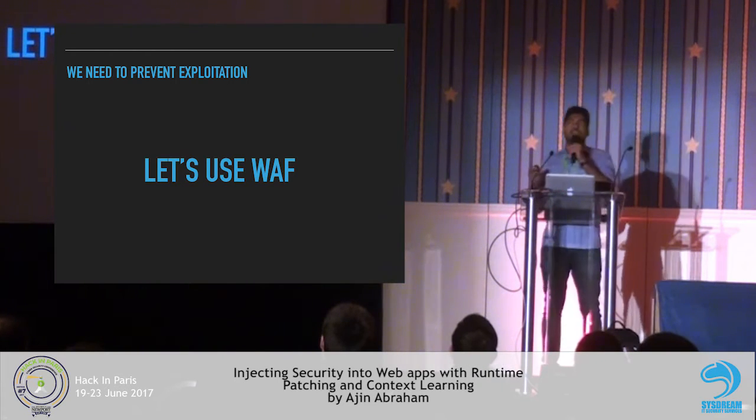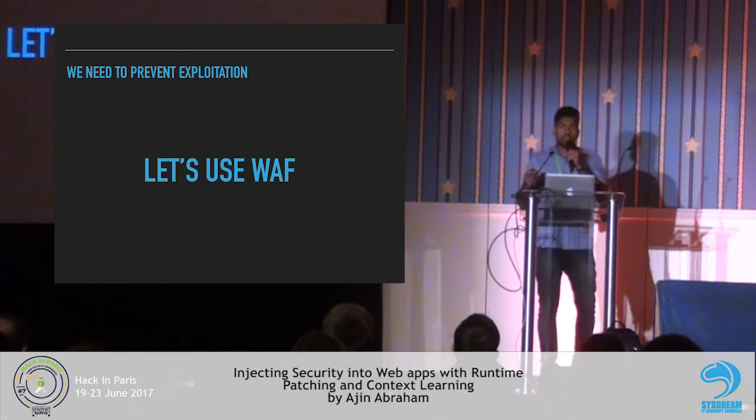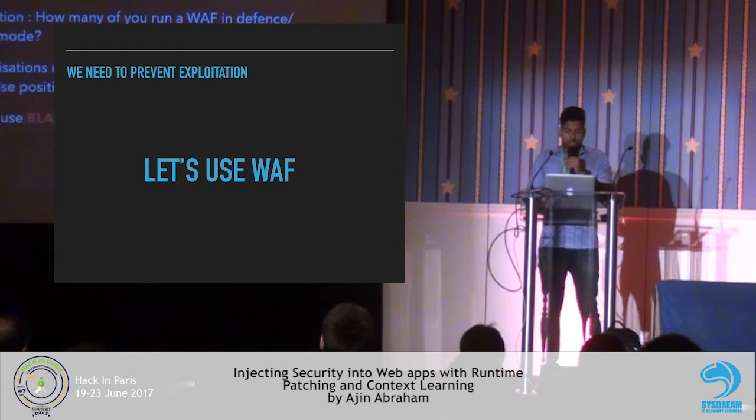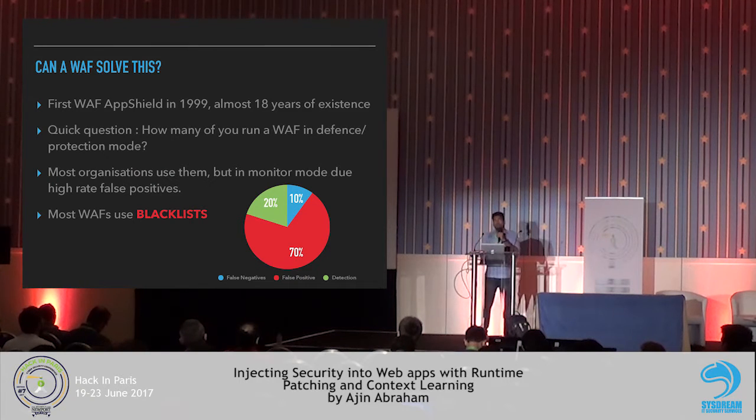So most people think, okay, we have these unforeseen threats that are going to happen. So people always think, let's use a WAF to defend against these attacks that can happen against my web application. But the question is, can WAFs really solve the problem? The first WAF was actually here from around 1999. It was called AppShield. It's almost 18 years of existence.